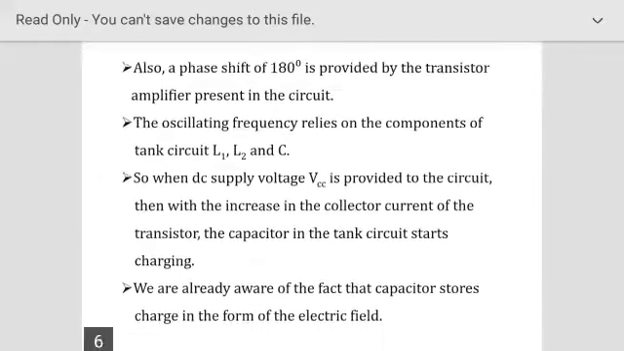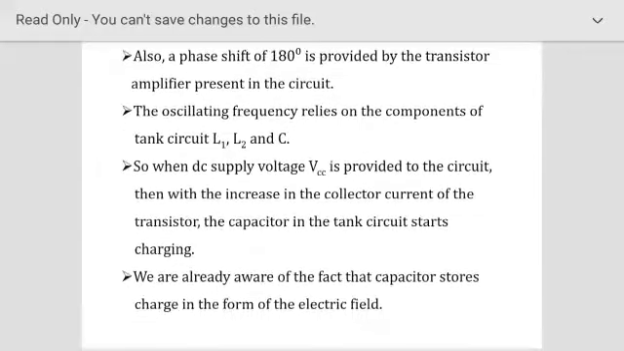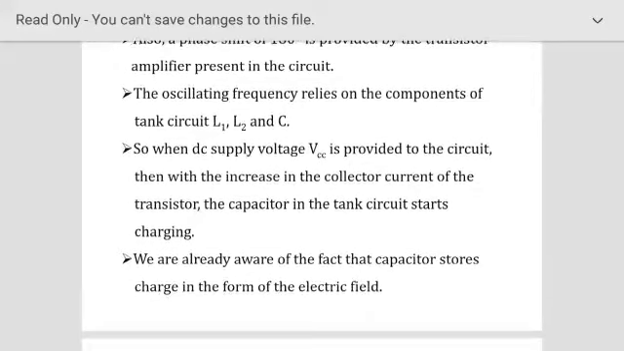Also, a phase shift of 180 degrees is provided by the transistor. The transistor configuration belongs to the common emitter configuration, and the oscillating frequency depends on the components of the tank circuit L1, L2, C. So when DC supply voltage VCC is provided to the circuit, with the increase in the collector current of the transistor, the capacitor in the tank circuit starts charging. We are already aware of the fact that a capacitor stores charge in the form of electric field.